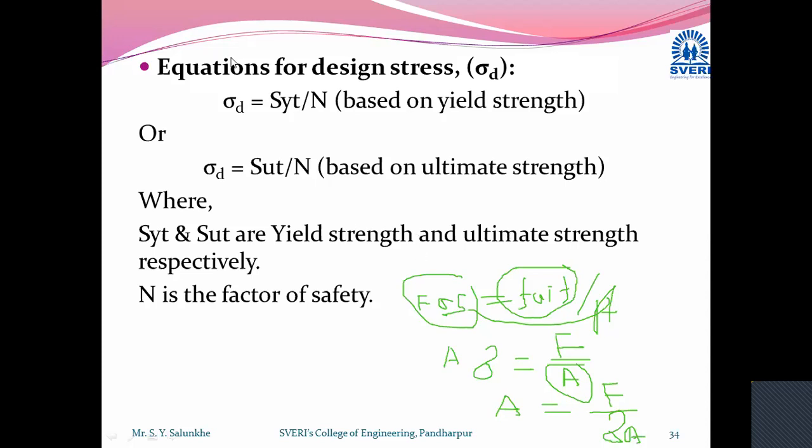when we consider the simple tensile test, you might have conducted this type of tensile test in second year first semester.